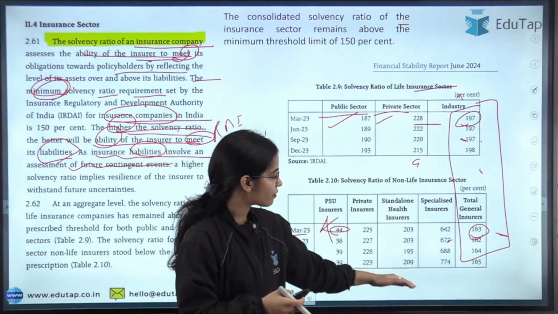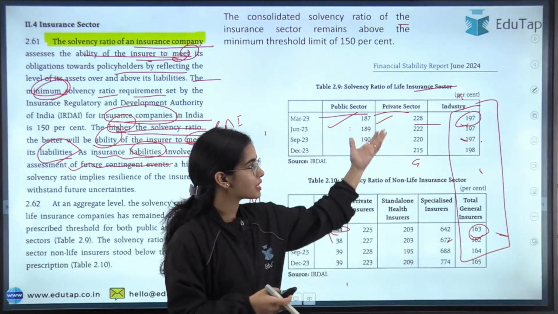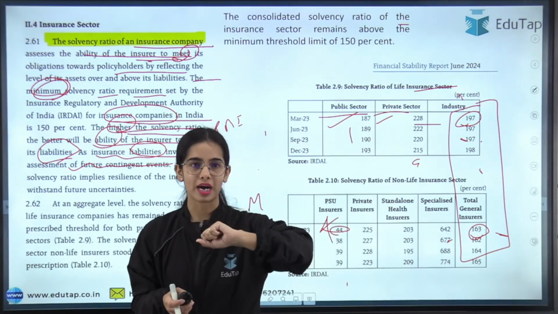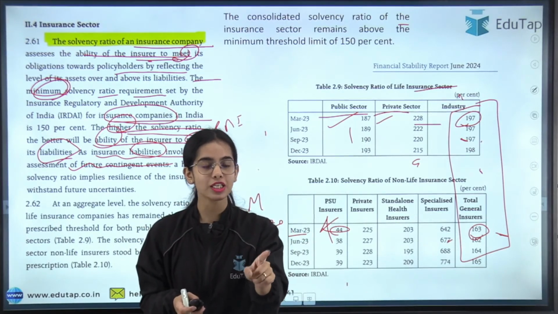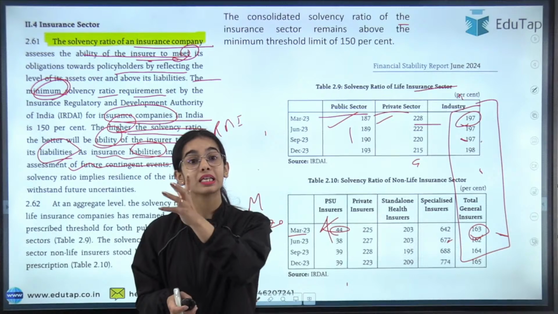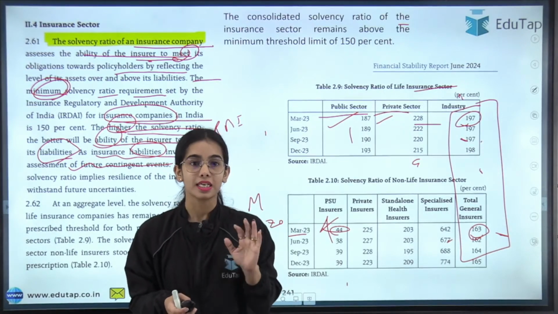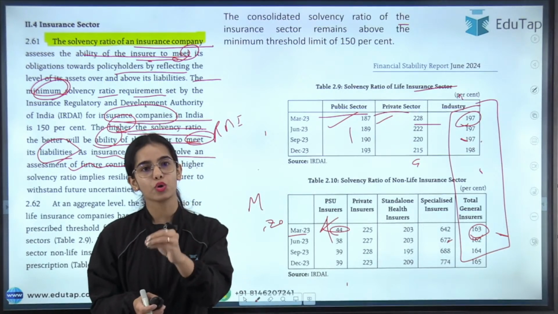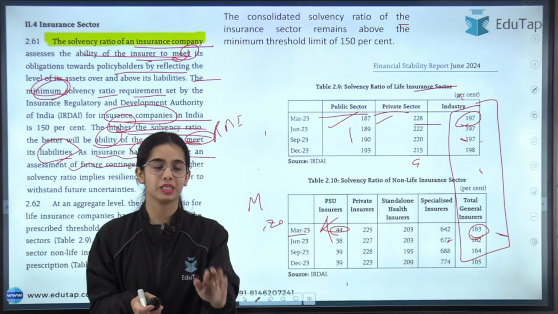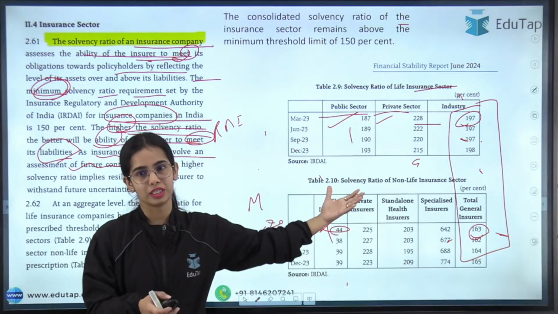Many companies are keeping more, like the capital adequacy ratio of banks. The banks have to maintain a minimum capital adequacy ratio of how much percentage? 11.5, but they are maintaining 16% capital adequacy. Similarly, the insurance companies have to maintain a minimum solvency ratio or solvency margin of 150%, but they can even have more than that.